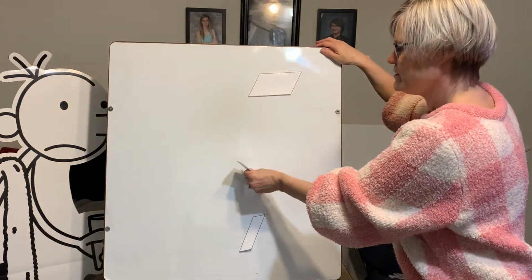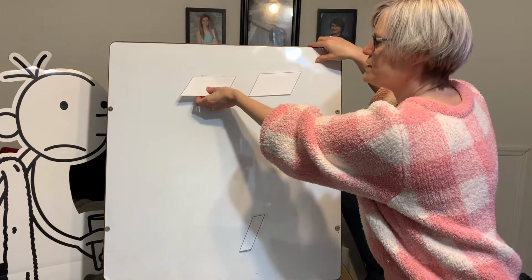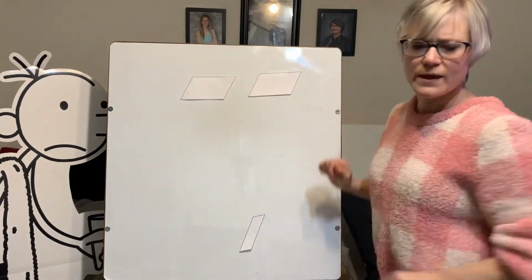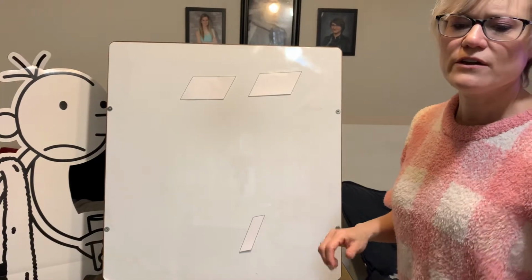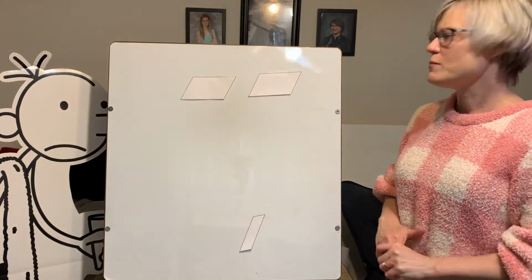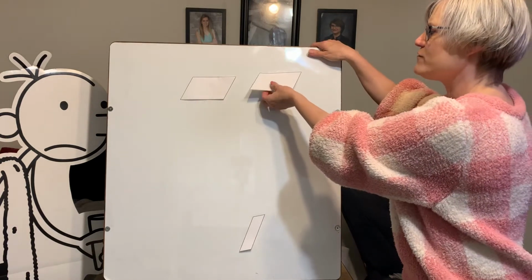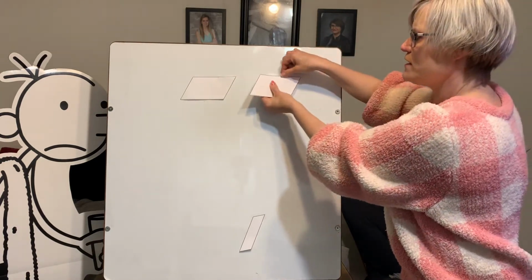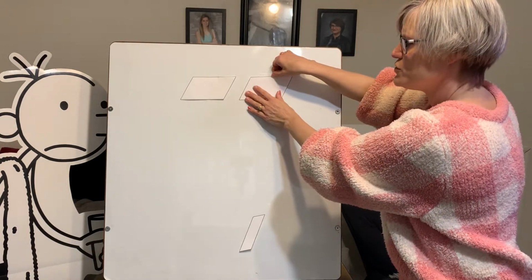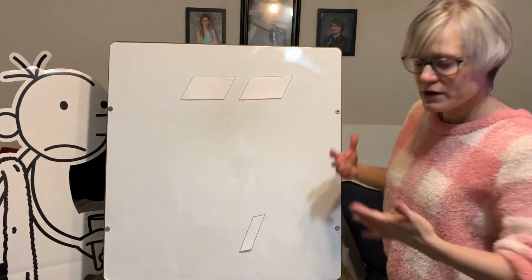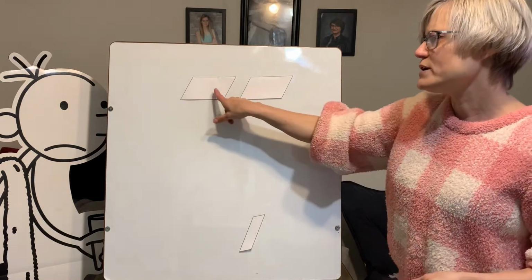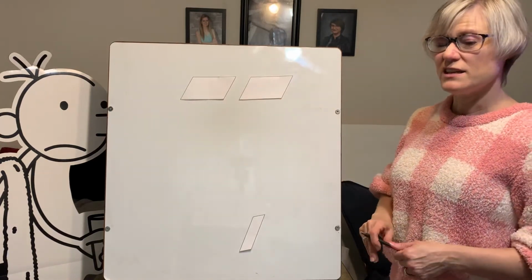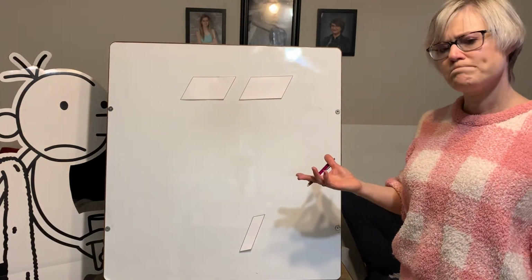I'm going to move my parallelograms up so we can see those better. Okay, so since we know the area of a rectangle, I want to know how can I relate the area of a rectangle to the area of a parallelogram? Is there any way that I can make this into a rectangle?